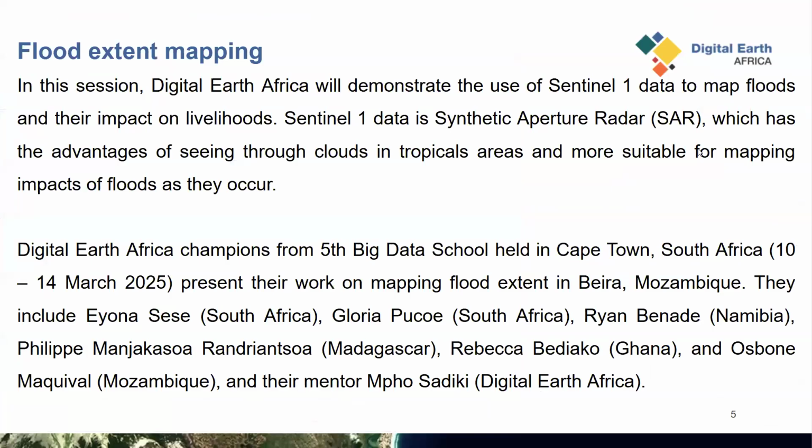In this session, Digital Earth Africa will demonstrate the use of Sentinel-1 data to map floods and the impact they have on livelihoods. Sentinel-1 has the advantage of seeing through clouds in tropical areas, and it is more suitable for mapping impacts of floods as they occur. So my team and I, which I will be showing on the next slide. Can I please see the next slide?